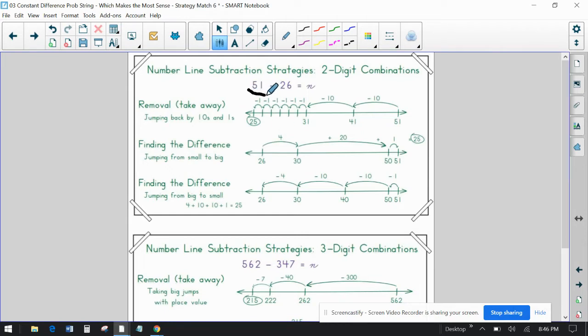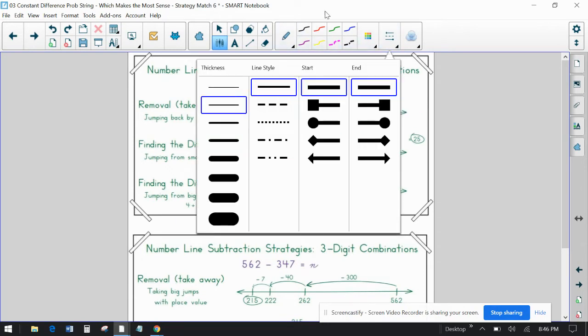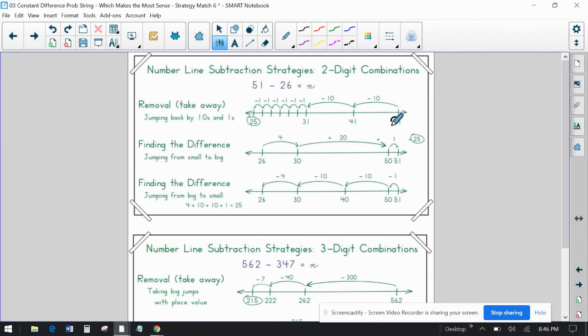For example, this is 51 minus 26 equals n, representing number. Well, here's one strategy on a number line. If you take that big number, the 51, you put it all the way to the right on the number line, and then you count back by breaking the 26 into chunks of 10 or friendly numbers and 6 ones.